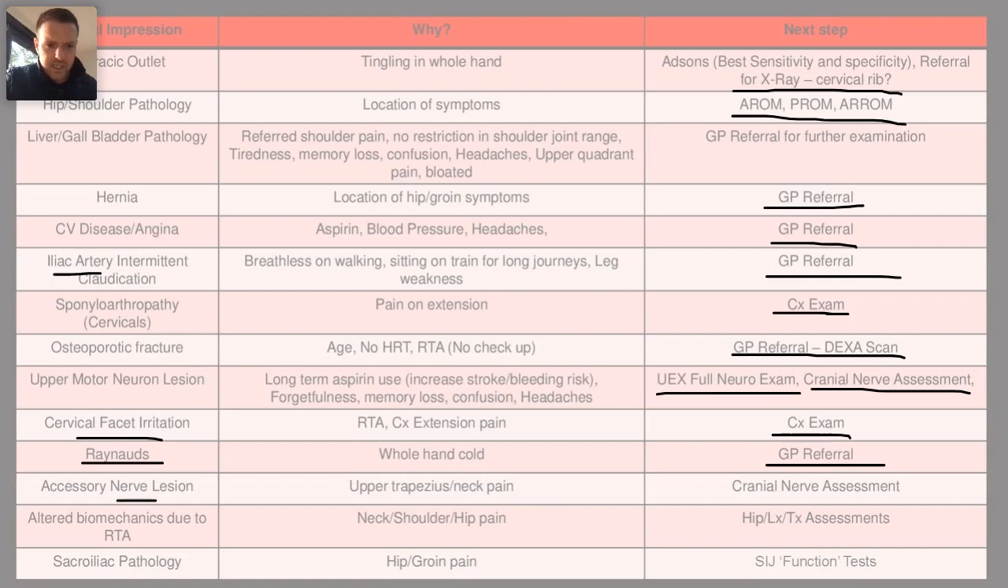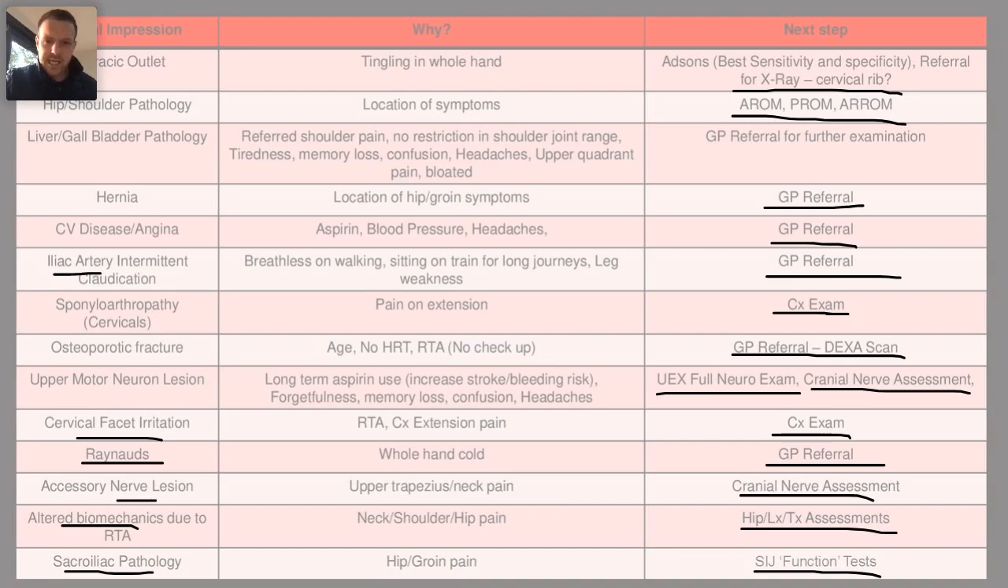The accessory nerve lesion can be picked up by cranial nerve assessment, and then the altered biomechanics through your hip, lumbar spine, thoracic spine assessments, and doing functional tests, whatever they are. We can have a look at the way that person moves to see if there's any altered biomechanics that are obvious after the injury. And then the SIJ pathology as well. We can do some tests for the SI to see whether that's causing any problems too.